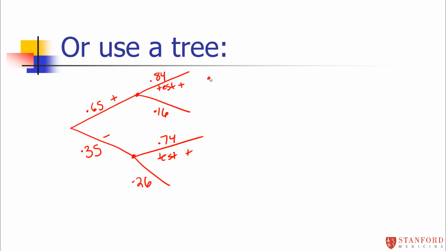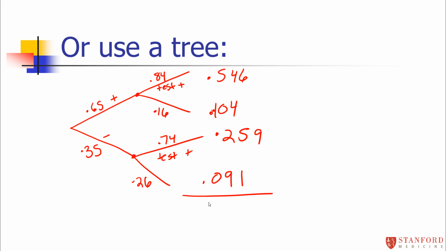We can multiply across the branches. So the upper branch is 0.546, this one is 0.104, this one is 0.259, this one is 0.091. I just got those by multiplying across the branches. Notice if I add all these up, it sums up to exactly 1, so I've done it right.